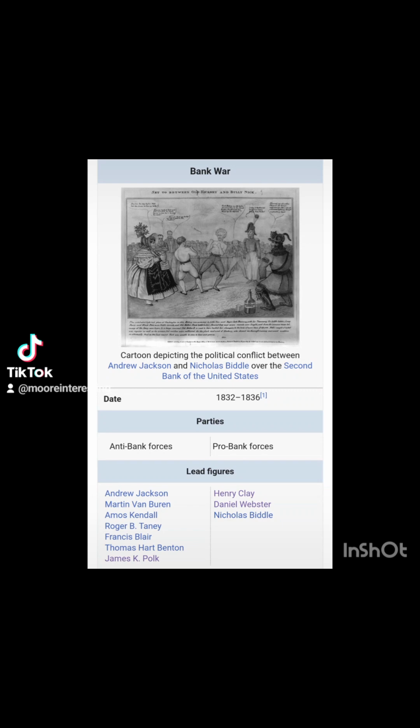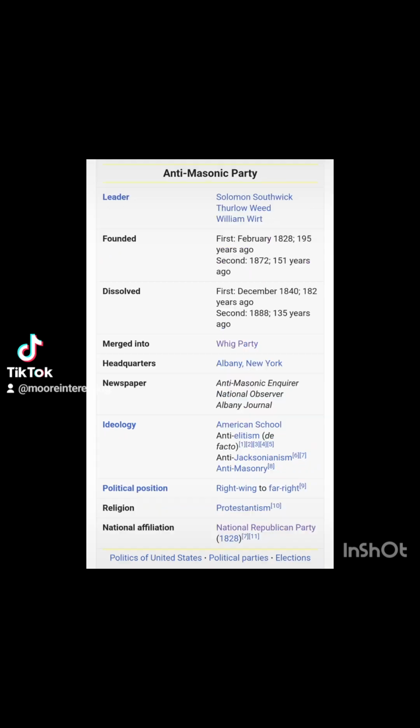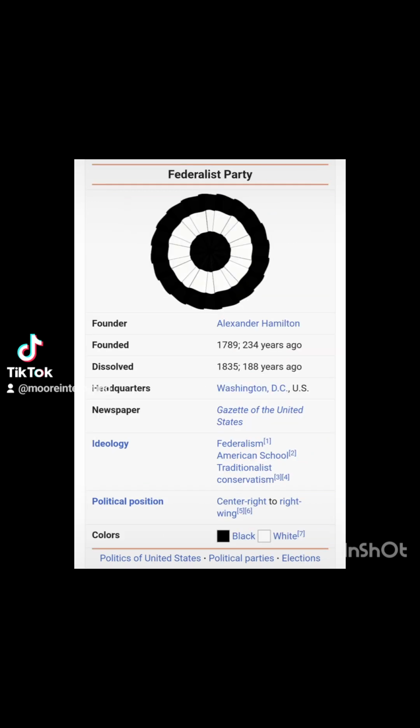The Whigs emerged in the 1830s in opposition to President Andrew Jackson, pulling together former members of the National Republican Party, the Anti-Masonic Party, and disaffected Democrats. The Whigs had some weak links to the defunct Federalist Party, but the Whig Party was not a direct successor to that party, and many Whig leaders, including Henry Clay, had aligned with the rival Democratic Republican Party.